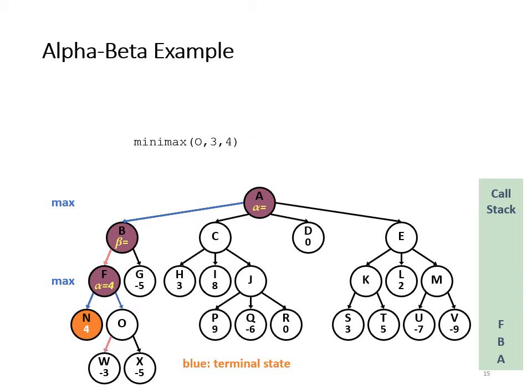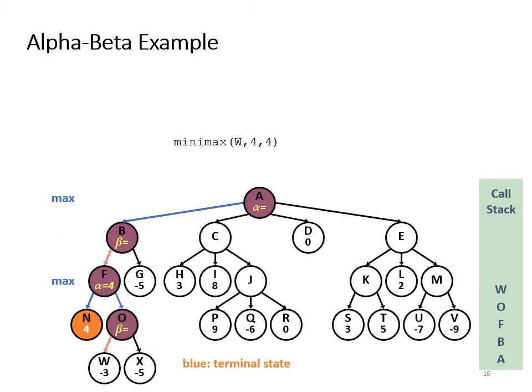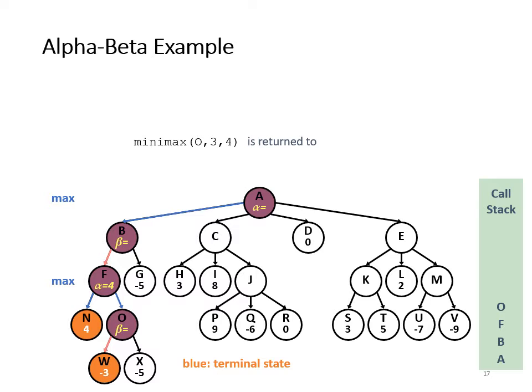So now we will work on O. The value of O will be found from W and X. First of all, O's value will be the value of beta, and it will be assigned minus 3, because beta has to take the minimum value. So beta will take the minimum value, beta equal to minus 3. That's the minimum seen so far.